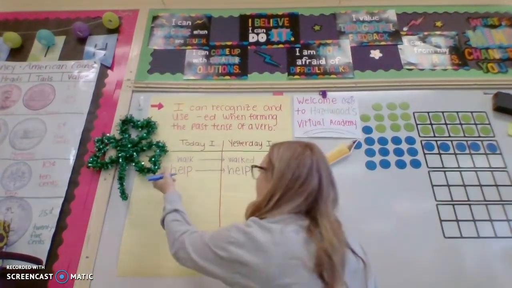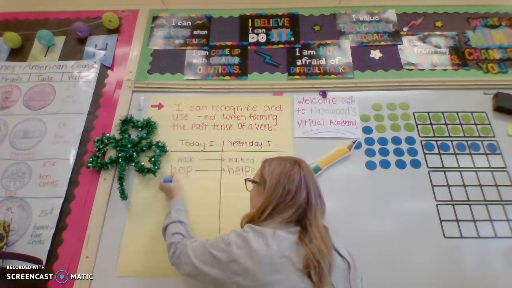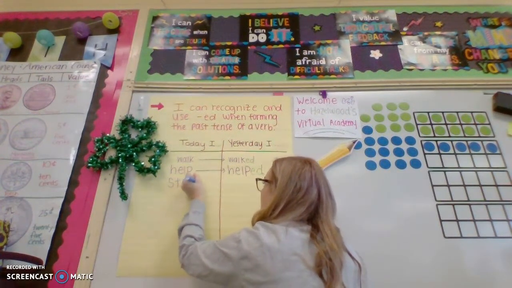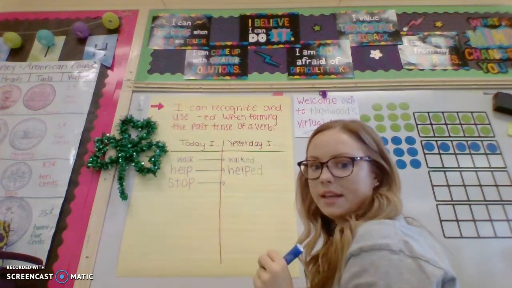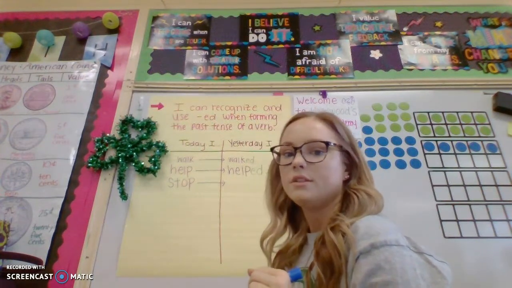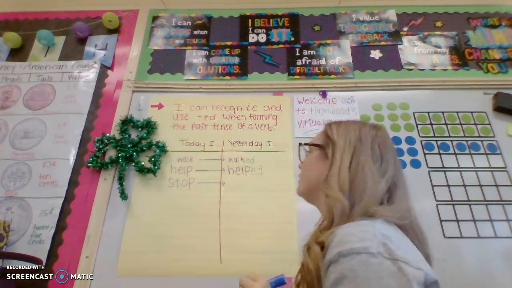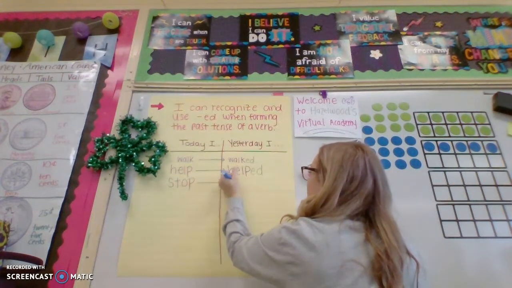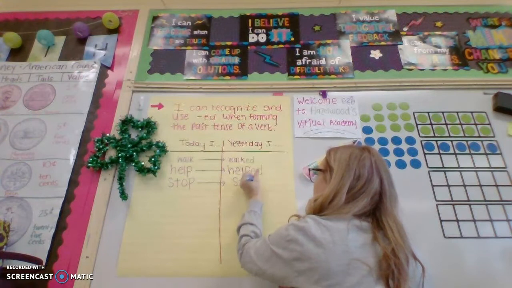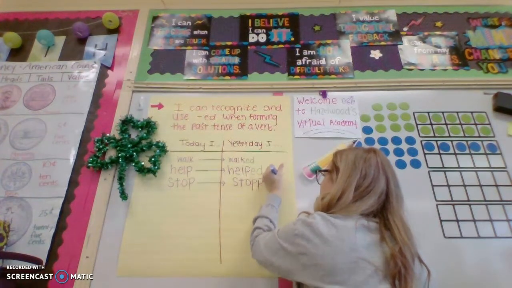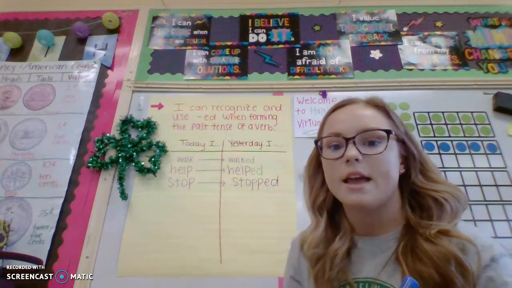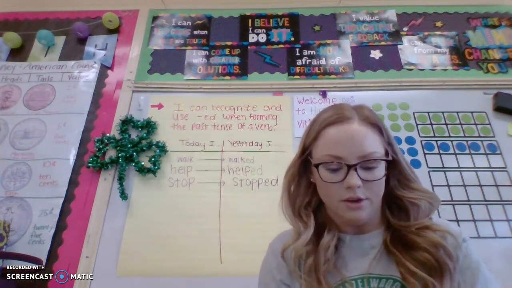All right. So the next word, I'm going to write it on the chart, and I want to see if you guys can read it while I write it. Think about how we say that word. That is the word stop. We're going to change it to stopped with ed on the end. Yesterday I stopped. If we add the ed, it means it happened in the past. Stopped.